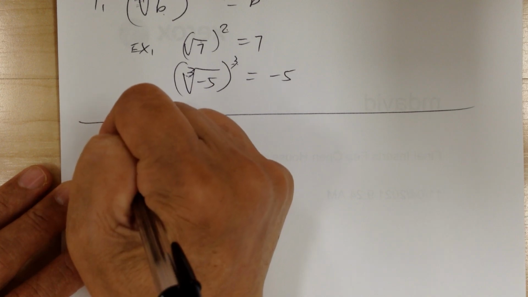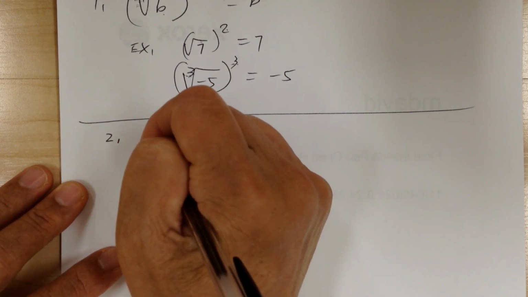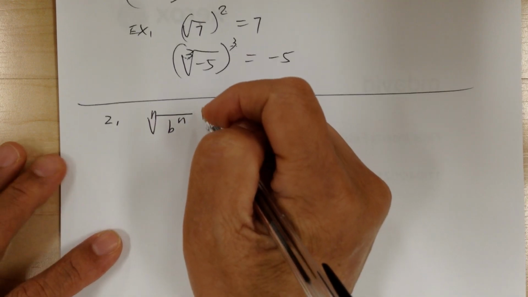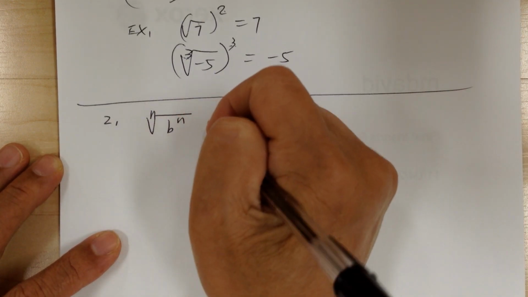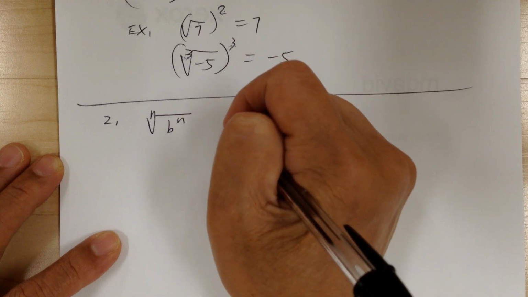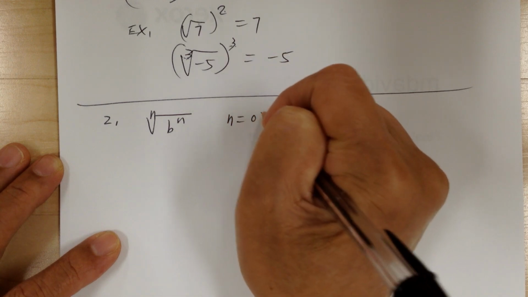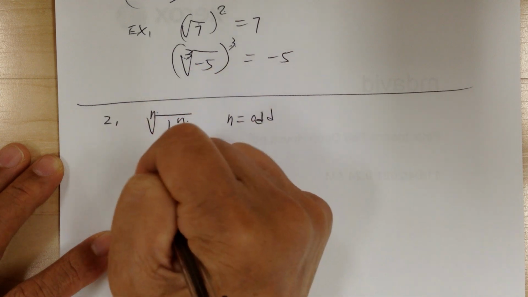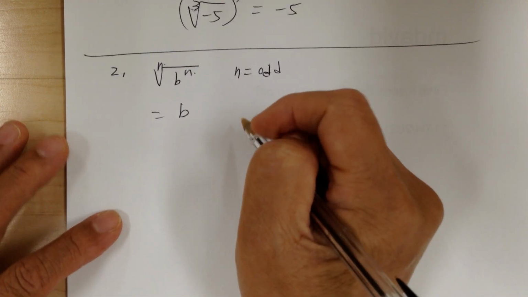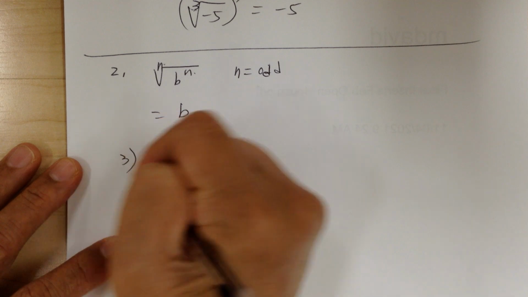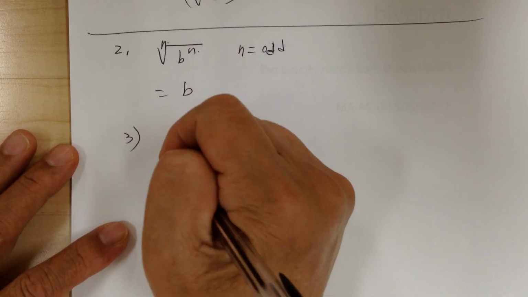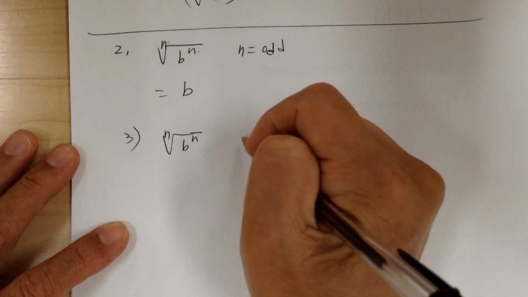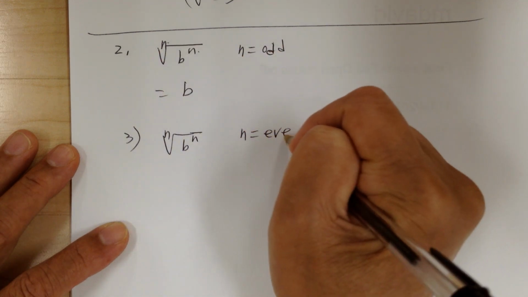Now property number 2, you have the nth root of b to the n. This is when n is odd. So when n is odd, everything's all good. That means you can just cancel, so it's just equal to b. Now, number 3 is when n is even. Same thing, but in this case, n is even.